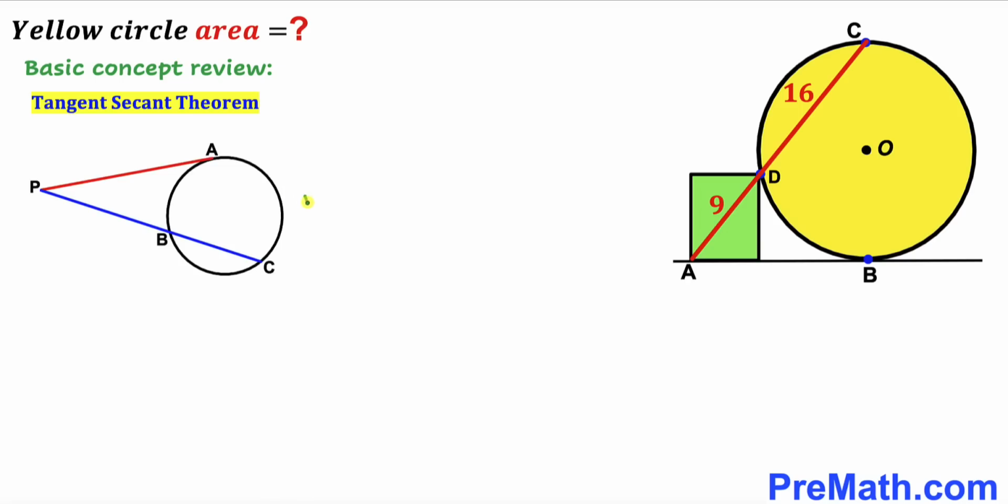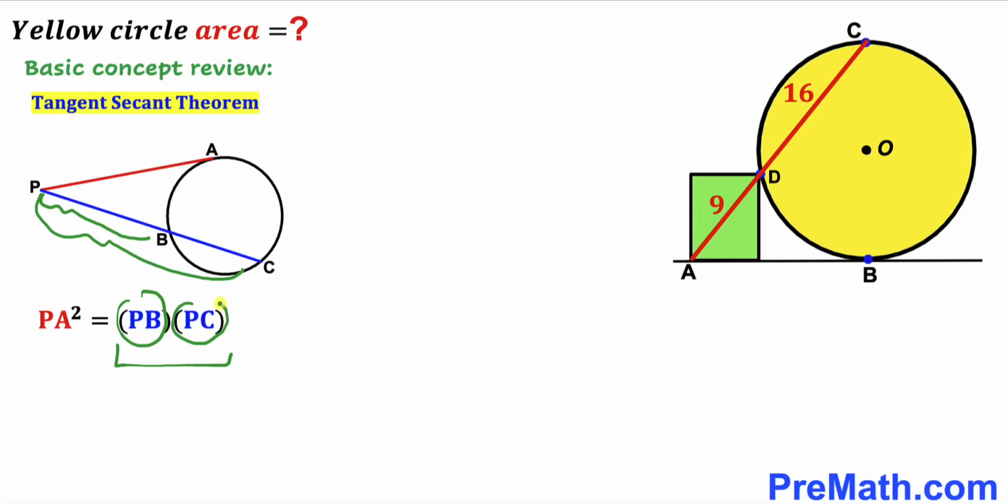As you can see in this given diagram, this is our tangent line and this is our secant line. According to the tangent secant theorem, we can write PA square, the segment PA whole square, is going to be equal to the segment PB times the whole segment PC. As you can see on the right hand side, we have PB times PC. Now we are going to apply this tangent secant theorem on our given problem.